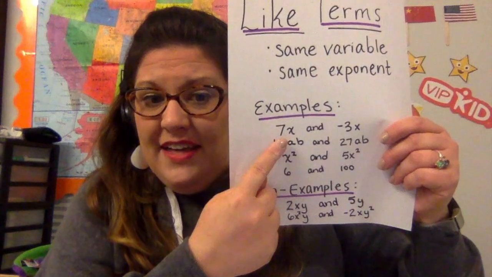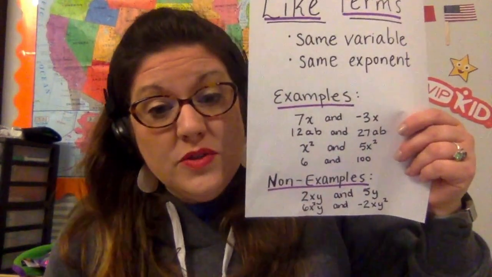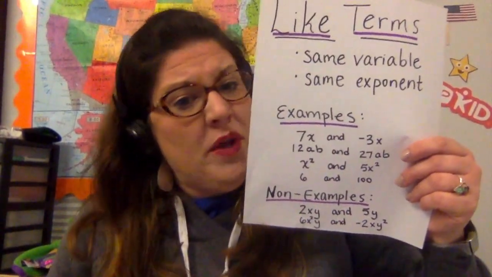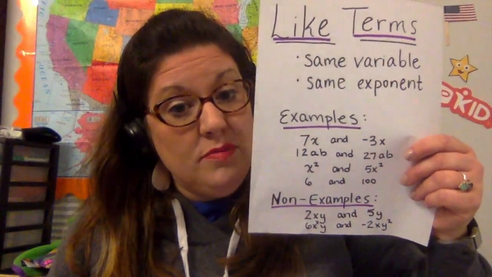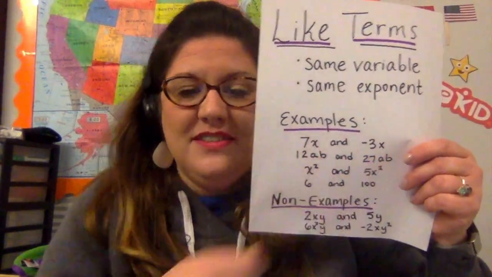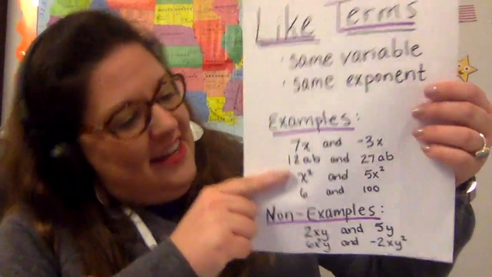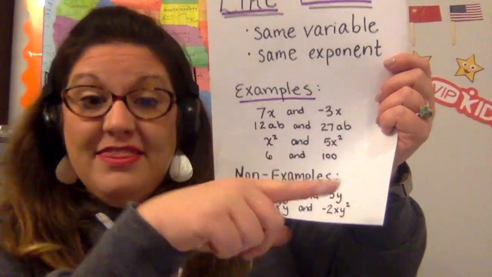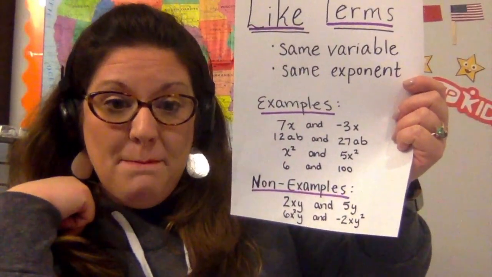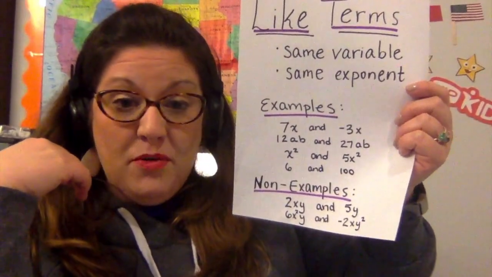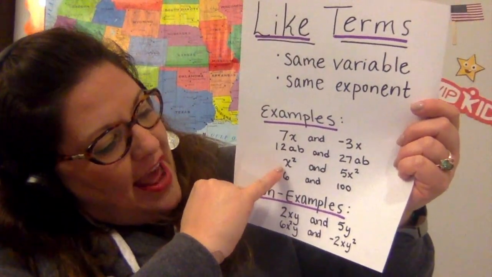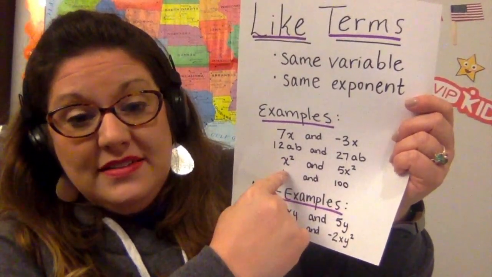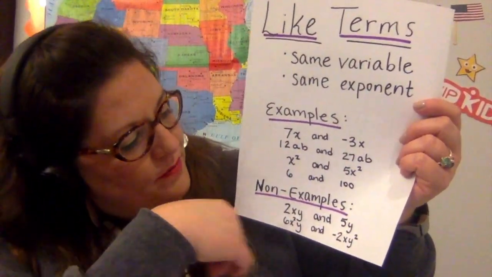So the terms 7x and negative 3x, those are like terms. They have the same variable x, and the exponent, we don't really see an exponent, but it's assumed to be 1 if it's not there. So they do have the same exponent. Let's look at our second example. 12ab and 27ab. They both have the variables a, b. So this is an example of like terms. Looking here, x squared and 5x squared. They have the same variable x and the same exponent of 2.